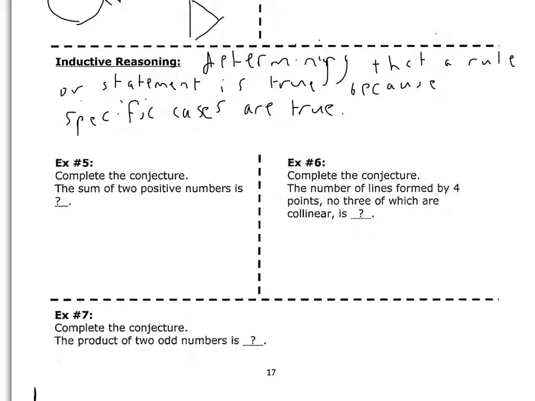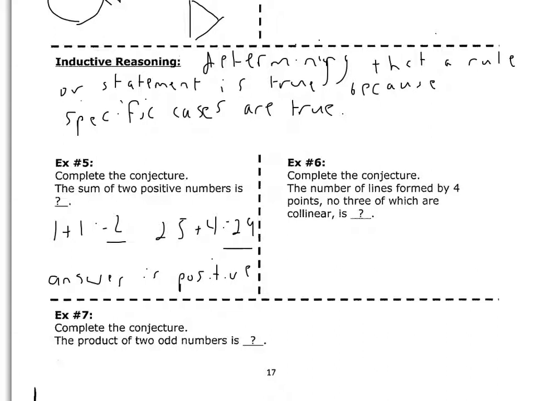Okay, so it says the sum of two positive numbers is, let's look at some examples. Two positive numbers. 1 plus 1 would equal 2. 25 plus 4 equals 29. And what happens every time? Okay, your answer is always going to be positive. So your answer is positive. Okay, so our conjecture would be that our answer is going to be positive.